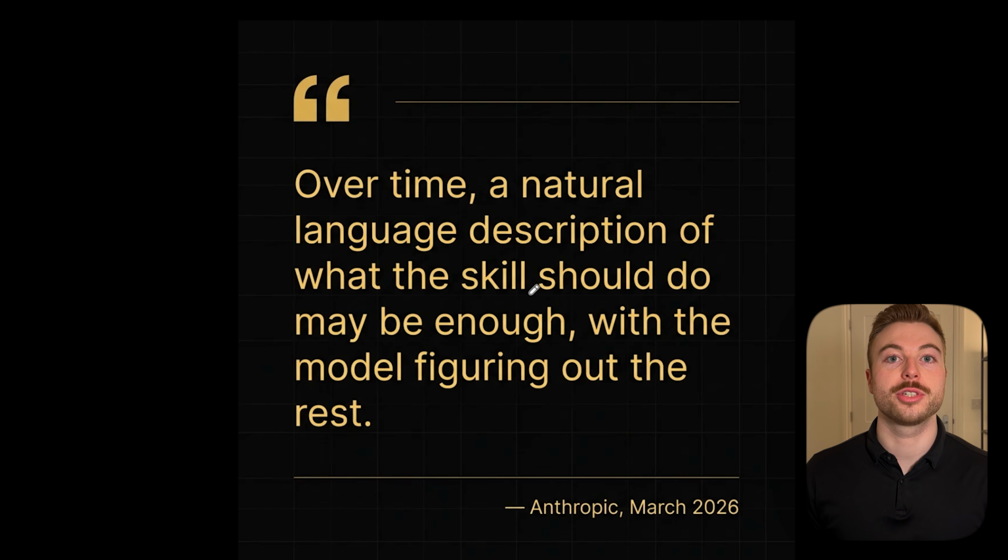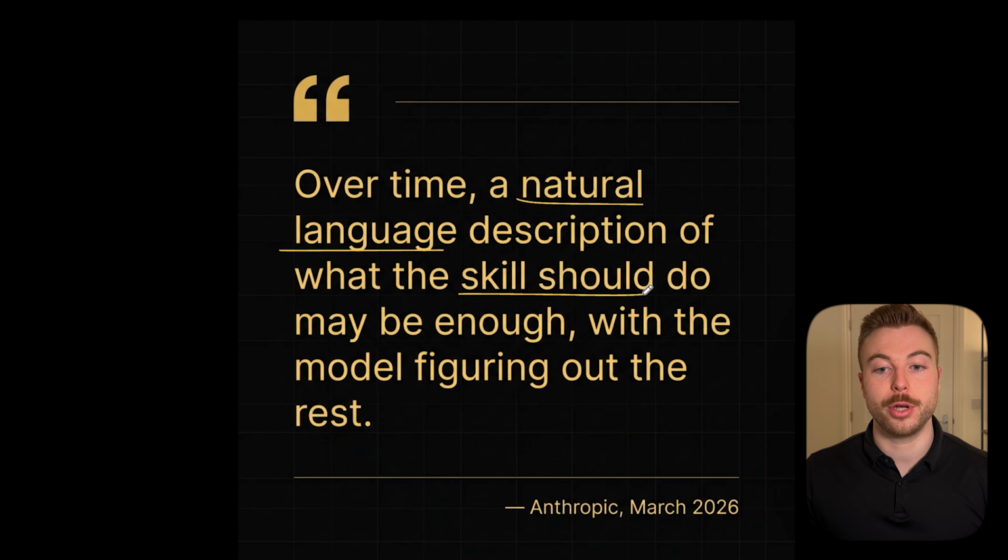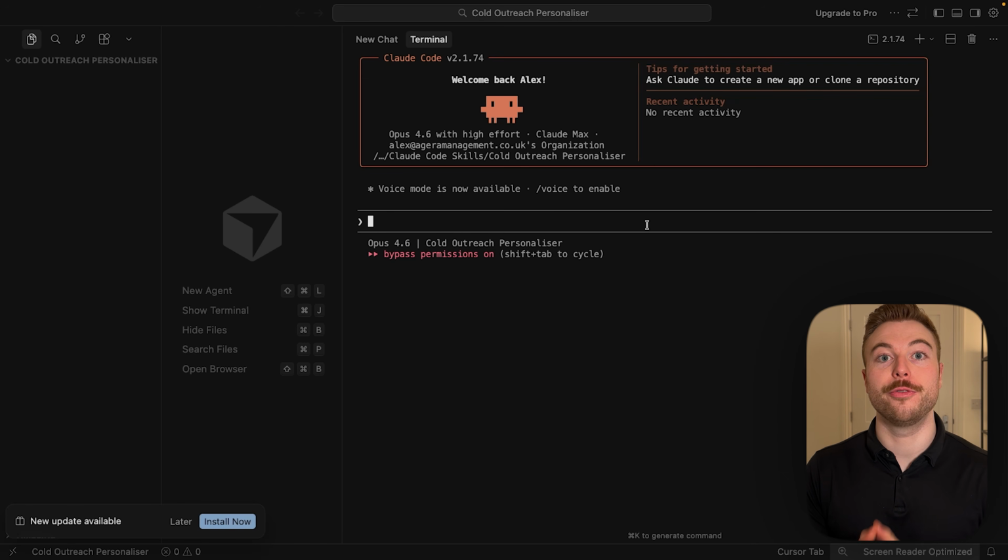And the reason enhancing this description is really important is because we want to use natural language as much as possible so that Anthropic and Claude and the different models we're using can identify which skill should be used and the output that we're trying to achieve, with the model figuring out the rest. So how do we actually generate our very own skill?